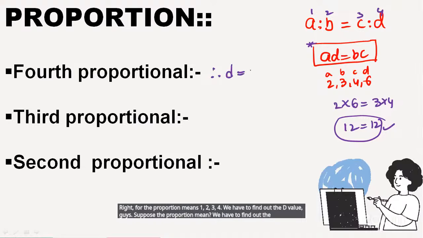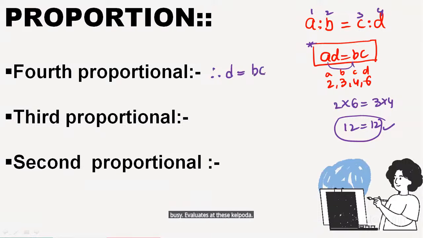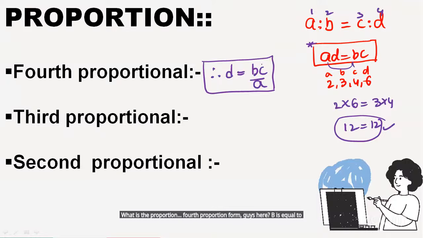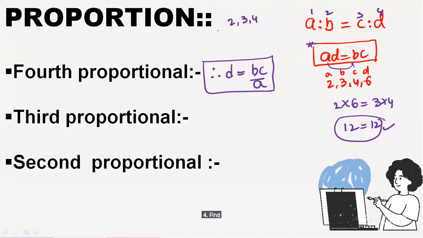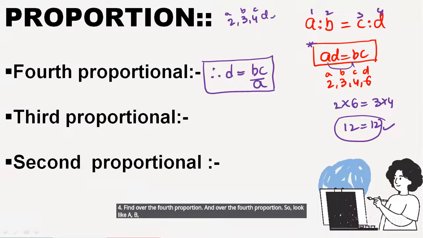So D: the proportion formation AD is equal to BC. Take the A value to the other side, then what happens? D is equal to BC by A. This is the fourth proportion formula, guys. For example, the question like this: 2, 3, 4. Find out the fourth proportion. So look like A, B, C. What is the fourth proportion formula? D is equal to BC by A.